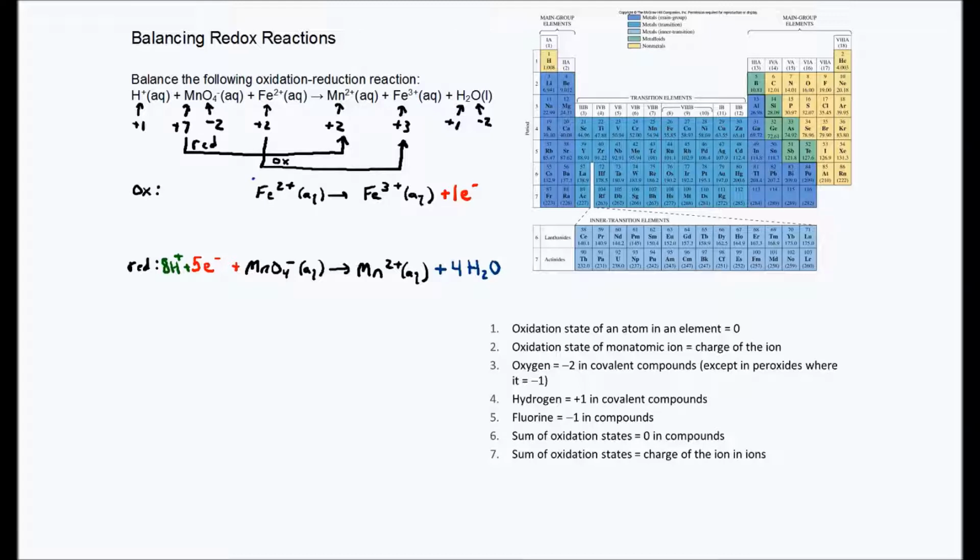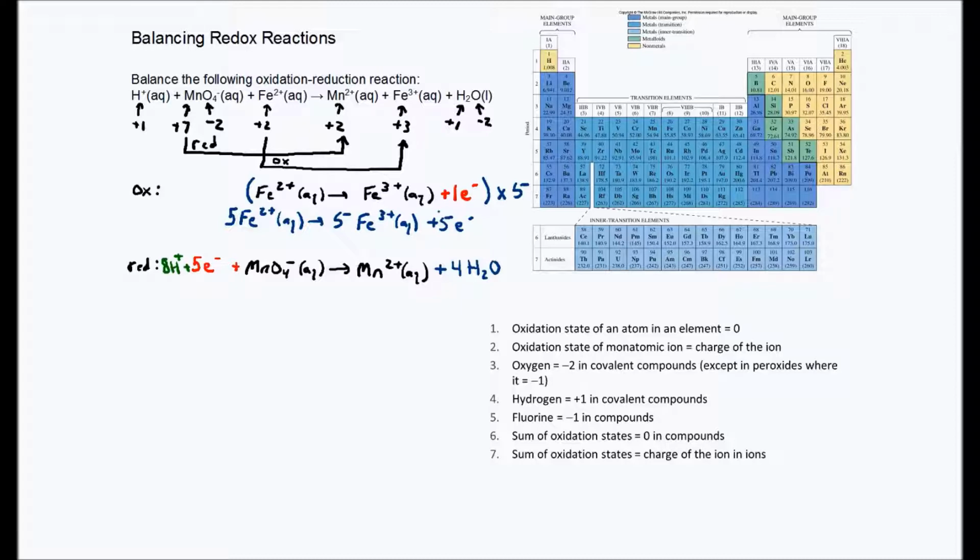Now I look through and I identify how many electrons are being transferred. The first reaction is making 1, the second reaction is using 5, so I've got to multiply the first reaction by 5 so that they're making and using the same number of electrons. So that first reaction becomes 5 Fe2+ aqueous forms 5 Fe3+ aqueous and 5 electrons.